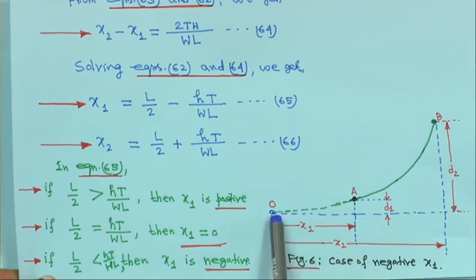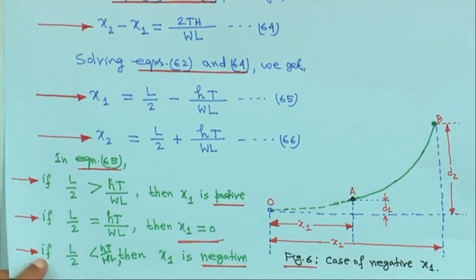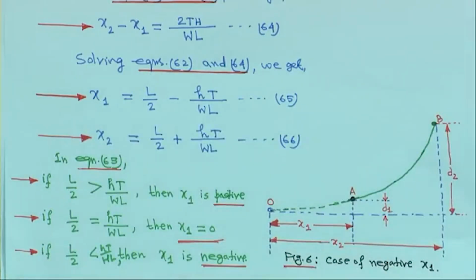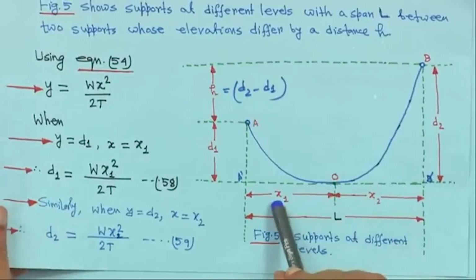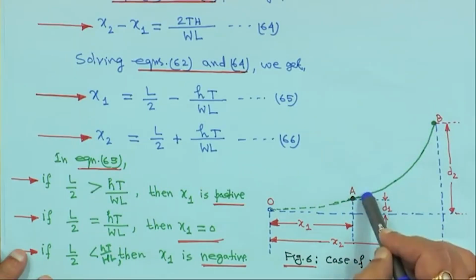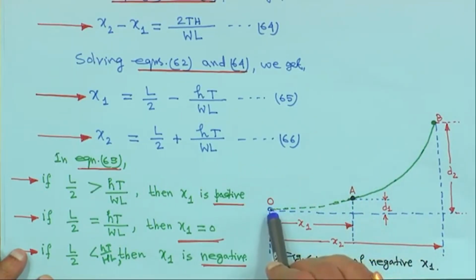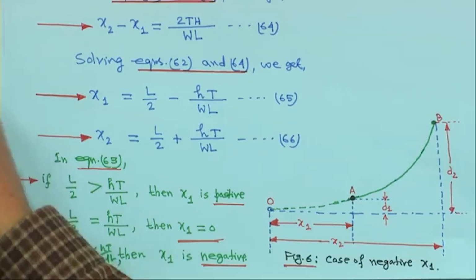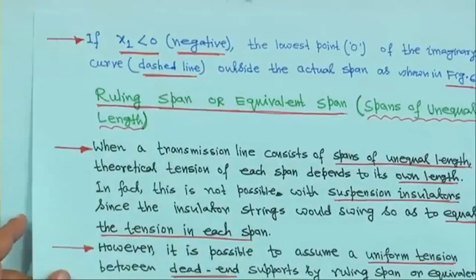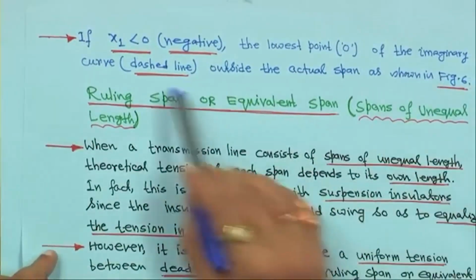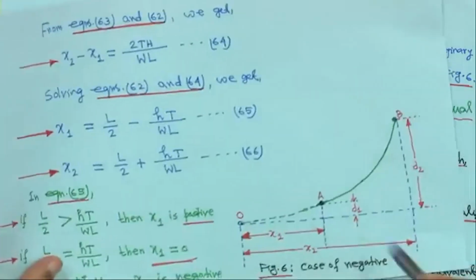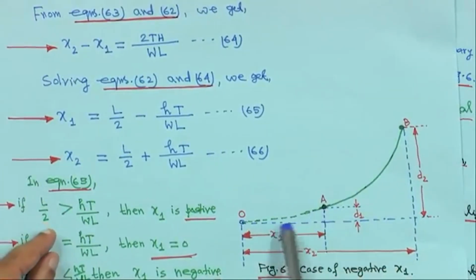That is why this dash line is extended from A to B on this side, but in the original diagram it was shown in a different way, because this is the lowest point. So, this is x1, this is x2, but if it happens like this, then the configuration may be like this, and x1 negative means the point will be some imaginary point. That is the lowest point of the imaginary curve. So, that means if x1 is negative, the lowest point of the imaginary curve, the dash line, is outside the actual span as shown in figure 6. Actually, it is outside the actual span.